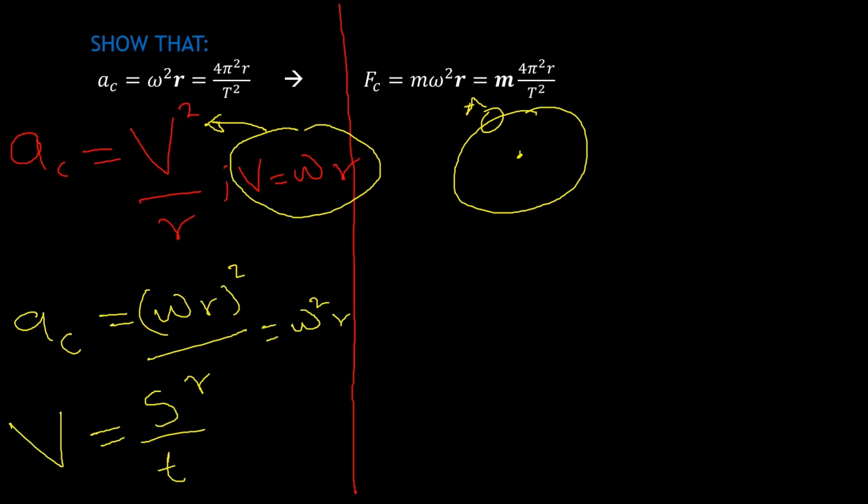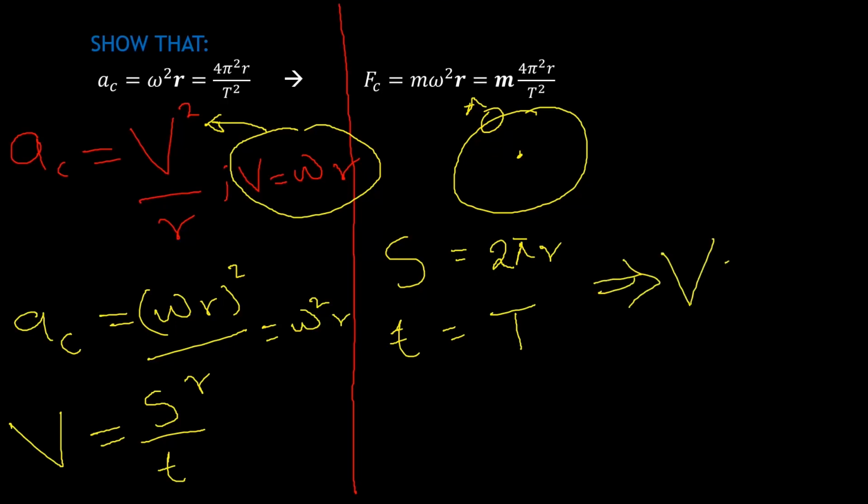So S will be 2 pi r. That's the circumference of a circle. And time will be period. That is, time over one cycle is period. Remember that period is the time taken to make one complete oscillation or cycle. So if we plug these 2 parameters into this, we have v is equal to 2 pi r all over period.